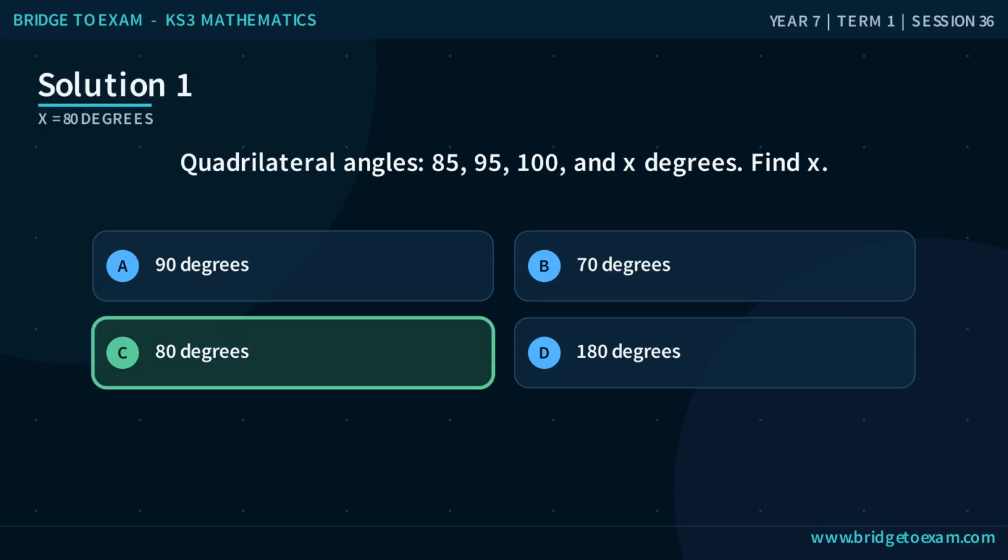Option C is correct. x equals 80 degrees. The known angles total 280. 360 minus 280 is 80.